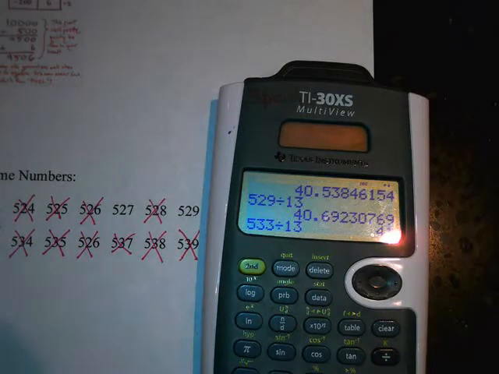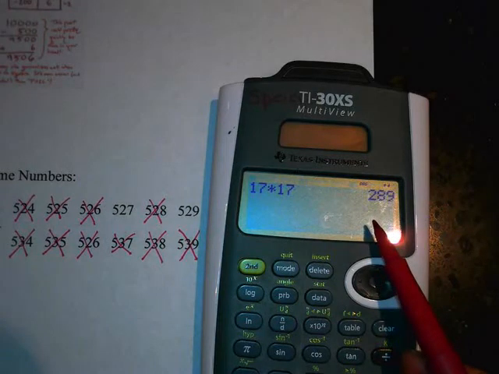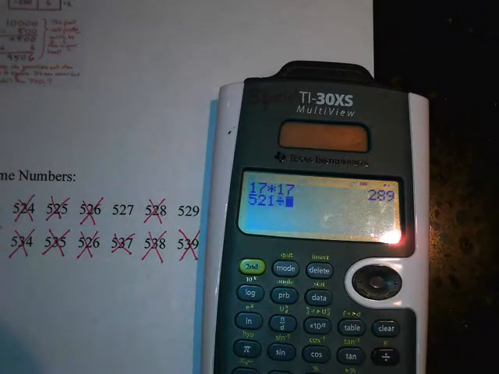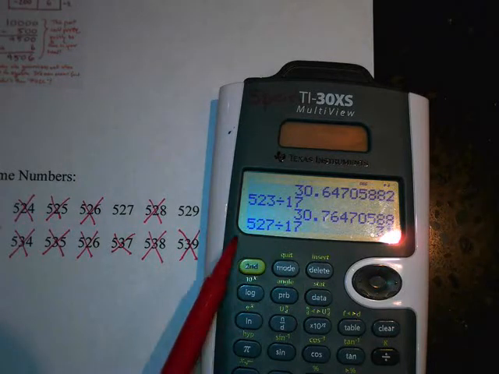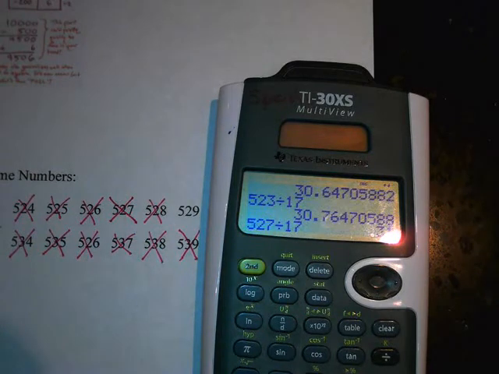So let's see. The next prime number is 17. 17 times 17 is 289. So that's where I would start in my chart. All right. So let's see. 521 divided by 17. 523 divided by 17. 527 divided by 17. Oh, there we go. We got another one. So let's cross off 527. It's divisible by 17.